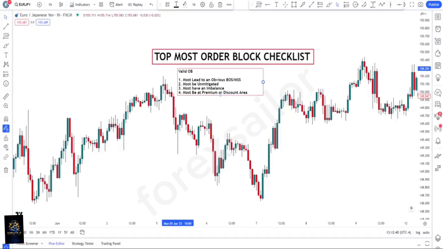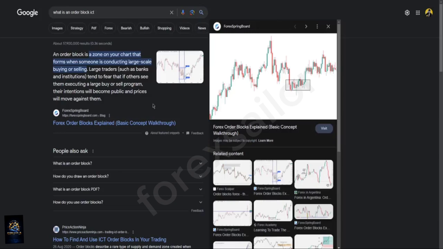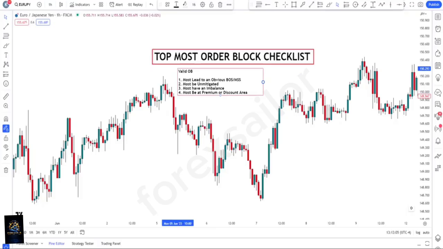Now, order block is an important concept, but let's check the meaning of order block on Google. This is the meaning of order block. An order block is a zone on your chart that forms when someone is conducting a large-scale buying or selling. Basically, an order block is a word that is derived from two words, order and block. Block in transaction simply means a very large transaction, and then order means people's interest. Other people call it the banker's candle because that's basically where the institutions openly get into the market, and you're going to see it by the kind of effect it creates around price every time you see it printing.